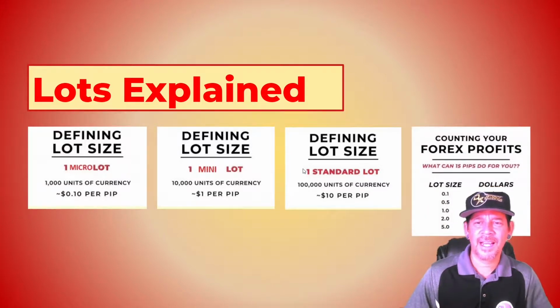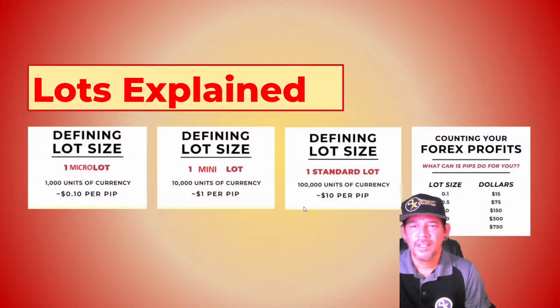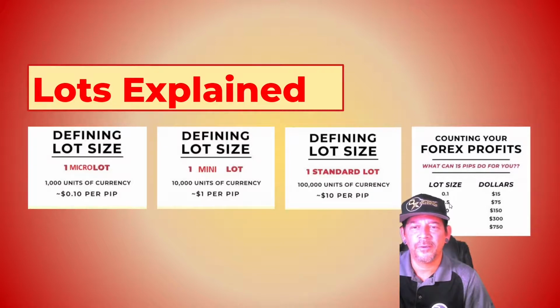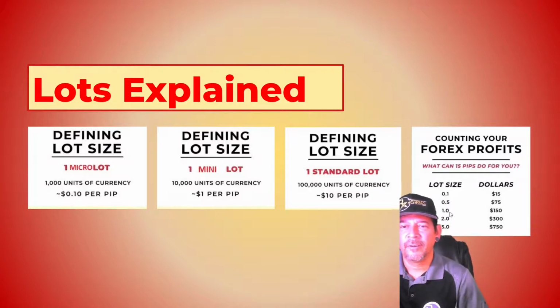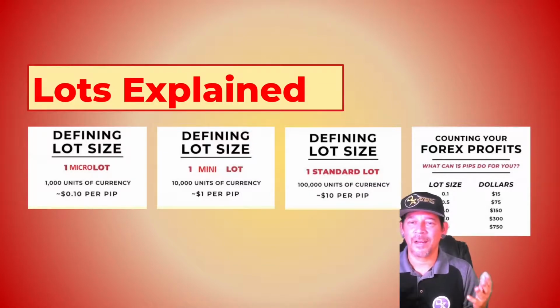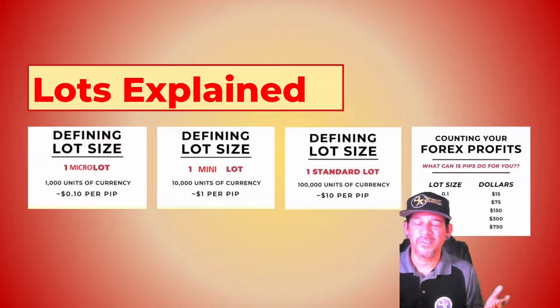So, lot sizes explained. Let's look at this, guys. What can 15 pips do for you? Right here, you see 1.0. That is a standard lot. What I want you guys to know is 15 pips of movement is not a lot of movement in the market. You can catch 15 pips all the time.